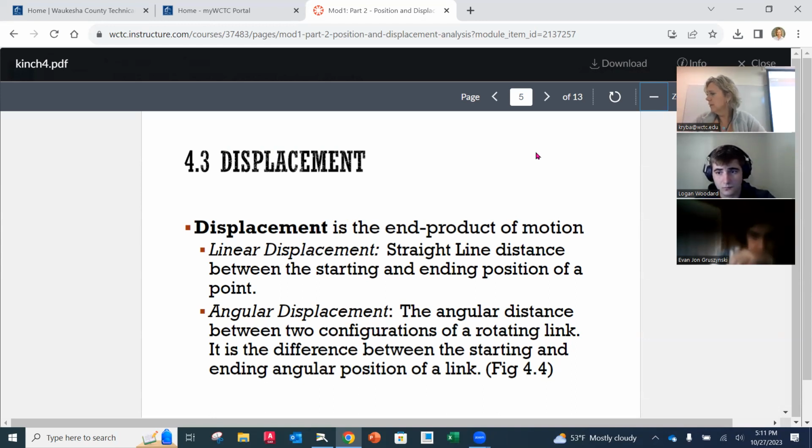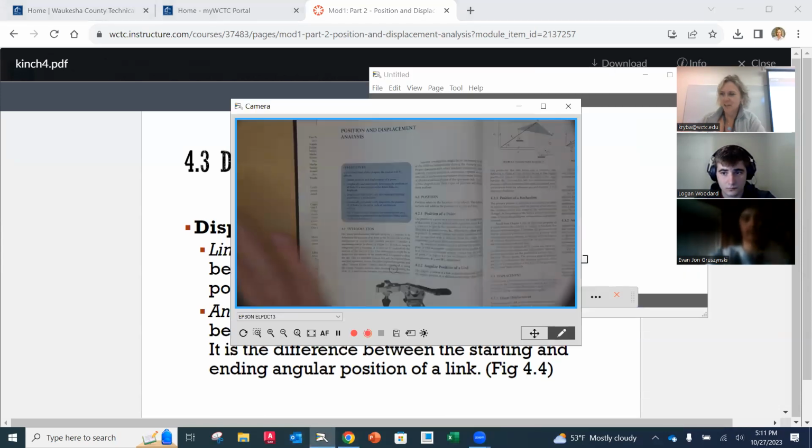So if we look at the bottom of page 73, hi, Evan. I'm going to sneak underneath here.